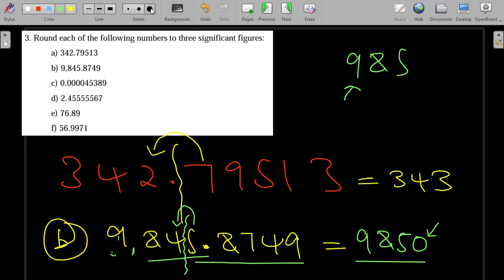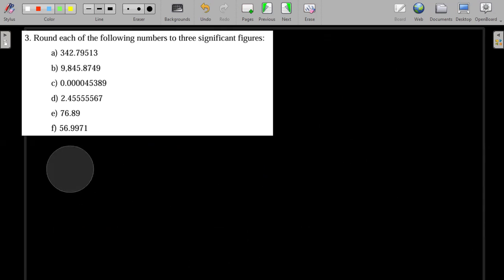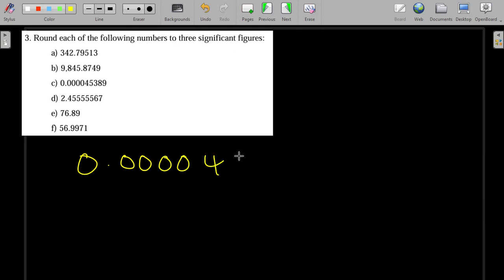C is interesting because there are a lot of zeros there. So how can we round that off to 3 significant figures? So I have 0.000045389. How can we round off this number to 3 significant figures?